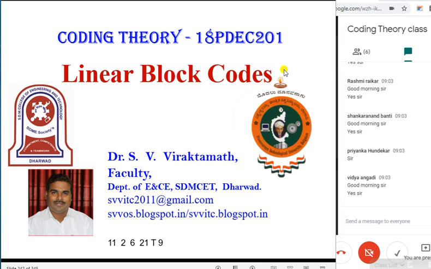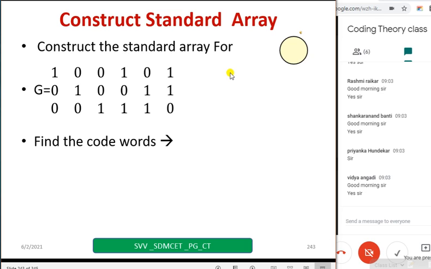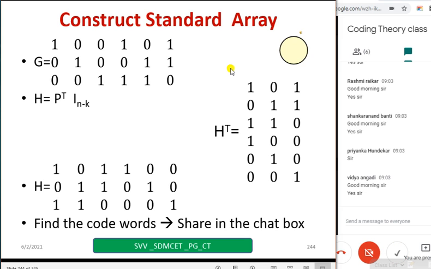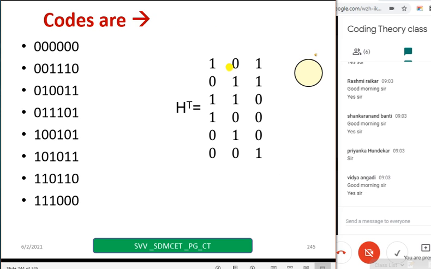So we'll start the class. It's audible and visible. So let us continue the discussion where we have stopped. Last class I told you to construct the standard array for a given G, and I hope all of you have written all the code words and H transpose H. This you have completed, and this is where you have stopped in the last class.